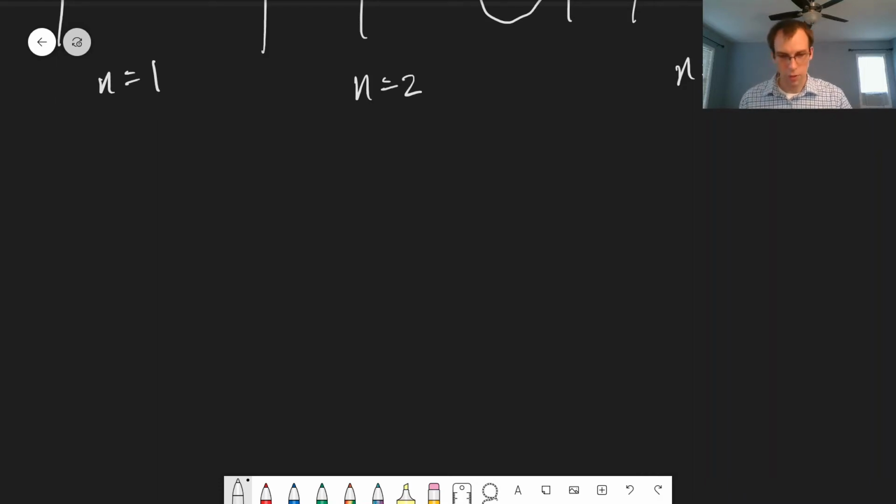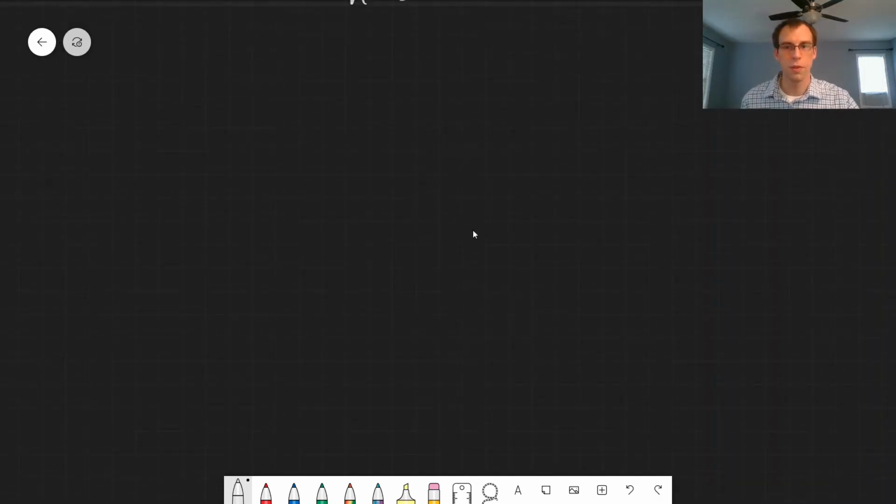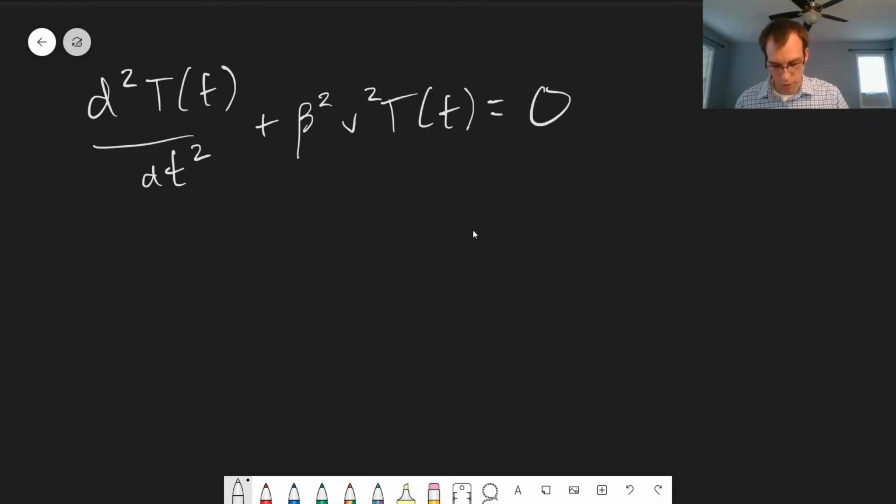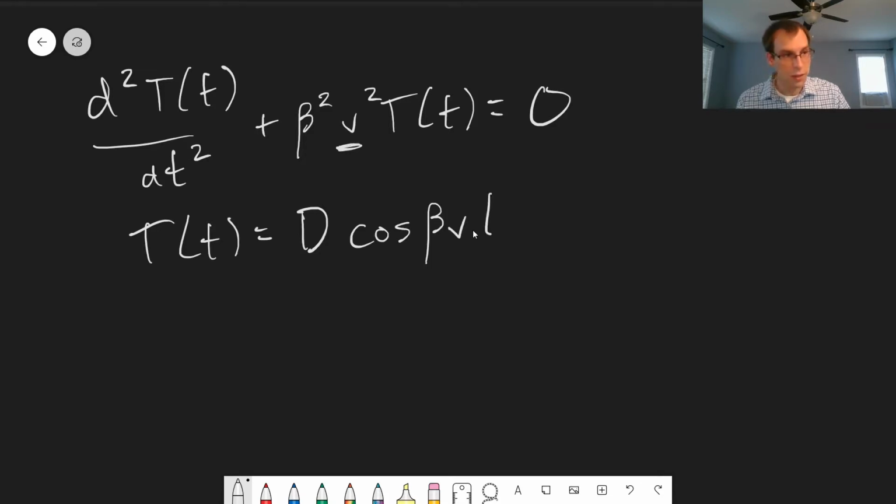So for the time part of the equation, we end up with basically the same solution because we have basically the same equation: d squared T of t dt squared plus beta squared v squared T of t equals 0. The only difference here is that we have this extra factor of v squared. And so going through all the same steps, we end up with some constant D cosine beta v times t plus E sine beta v times t.